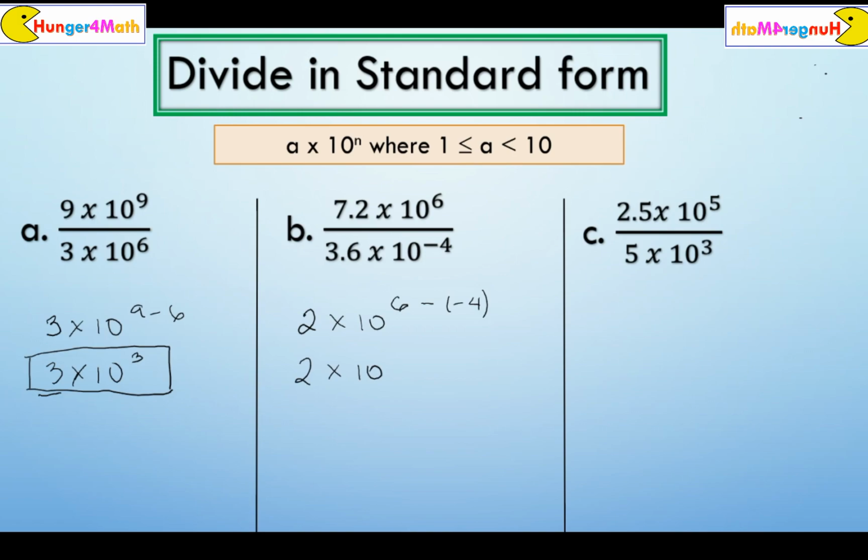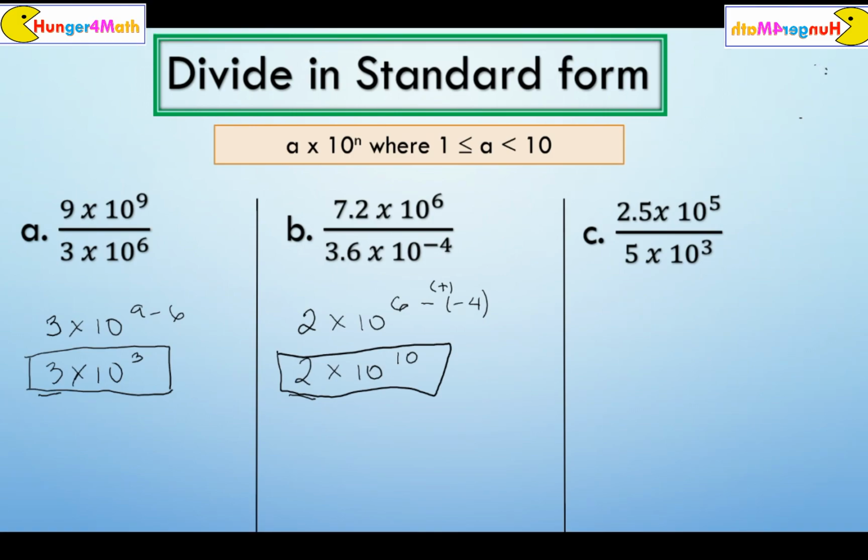Now here, since we have two negative signs, we're going to multiply them. A negative times a negative is equal to a positive. So we're going to add 6 plus 4, which is equal to 10. Then let's check the value of a, which is 2. And 2 is less than 10 but greater than or equal to 1. And our final answer is 2 times 10 to the power of 10.